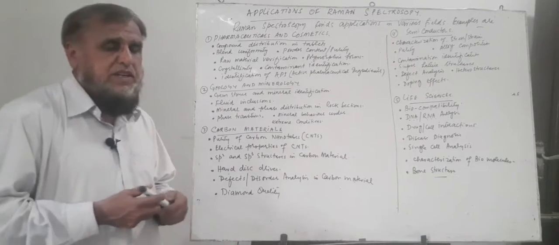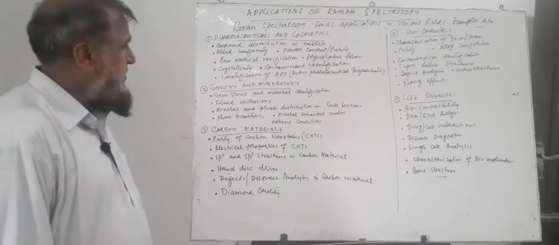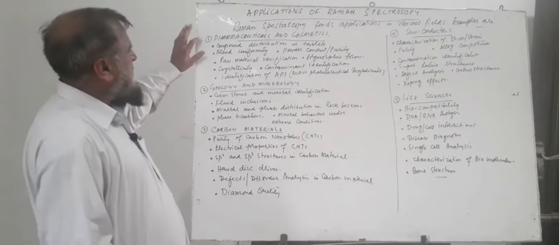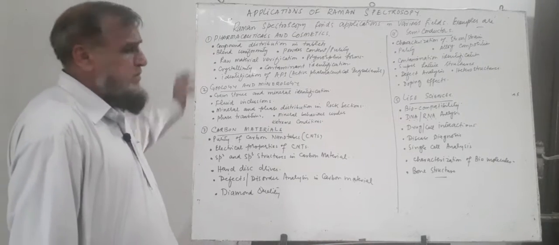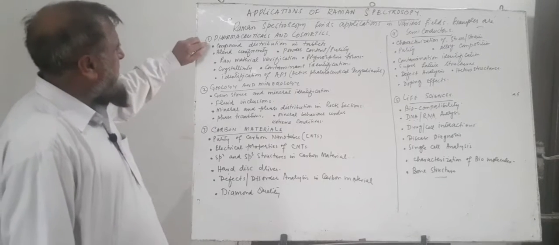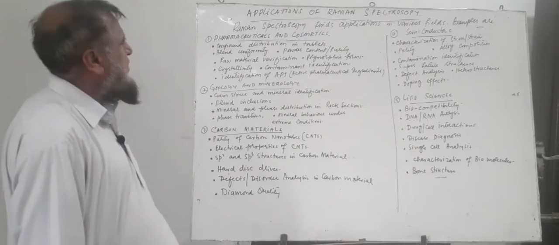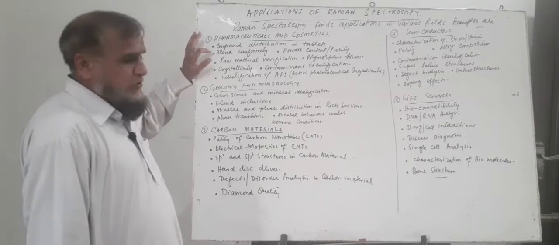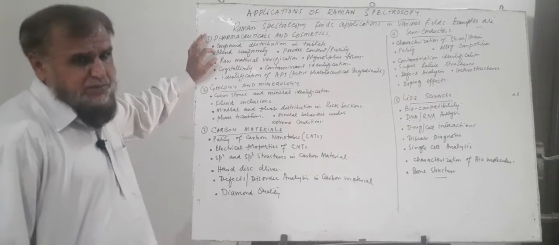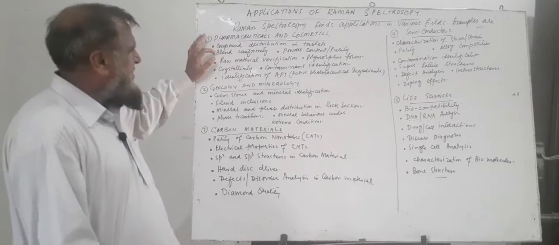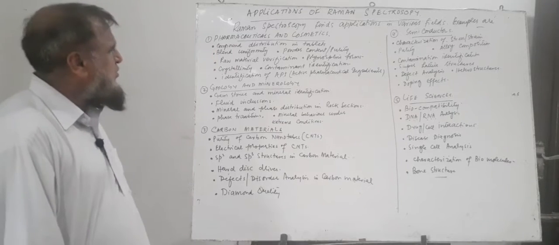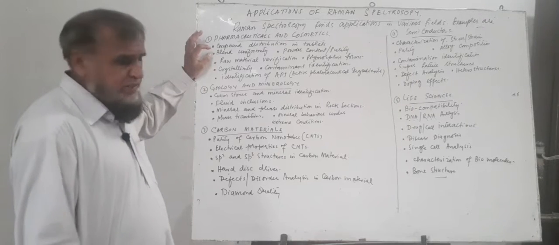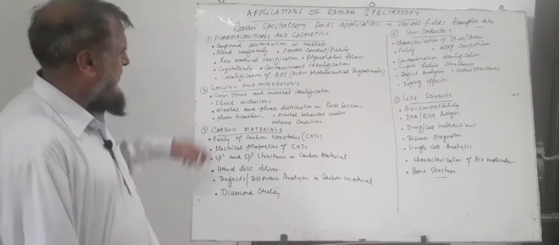Raman spectroscopy finds many applications in different fields, and some of the applications have been mentioned here. The first application is in pharmaceuticals and cosmetics. In pharmaceuticals and cosmetics, Raman spectroscopy is used for determining the compound distribution in tablets, blend uniformity. When we have blended different chemicals to form a tablet, whether it has uniform composition or not, whether the blending has been done uniformly or not.